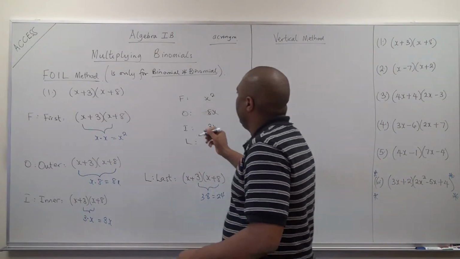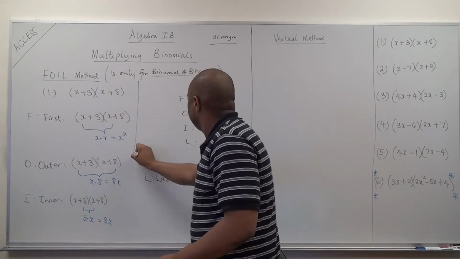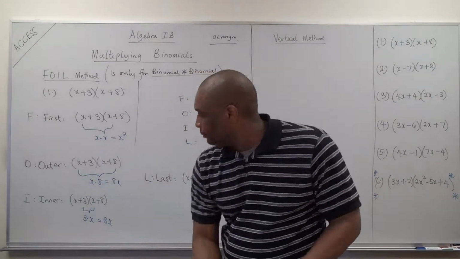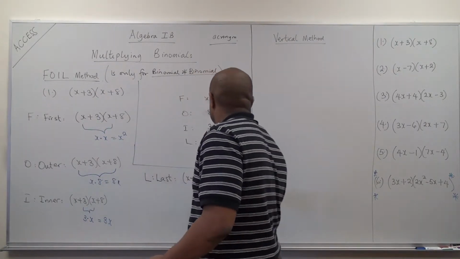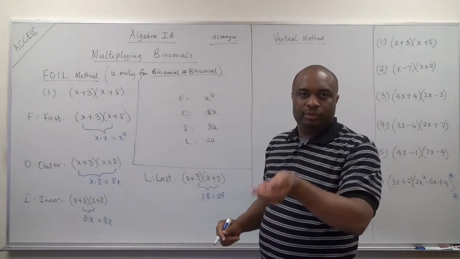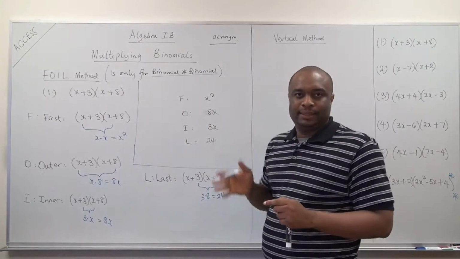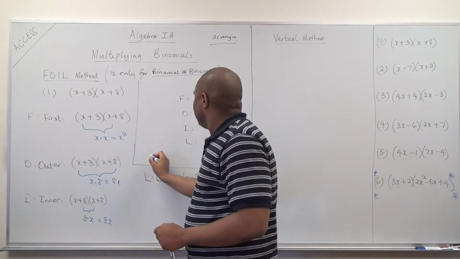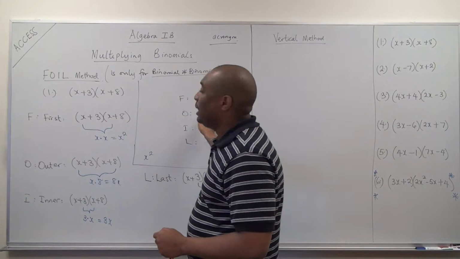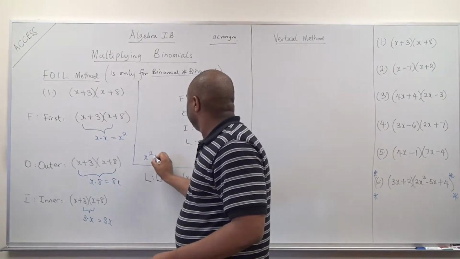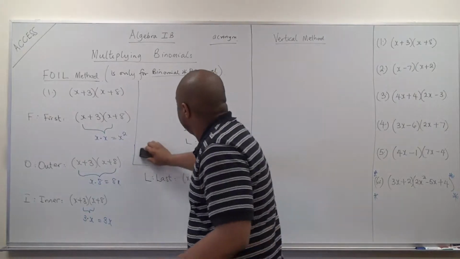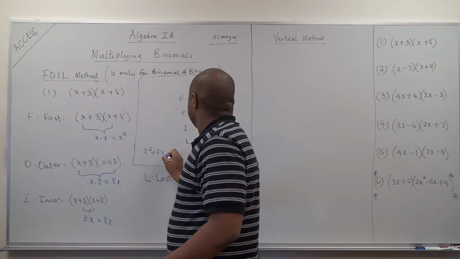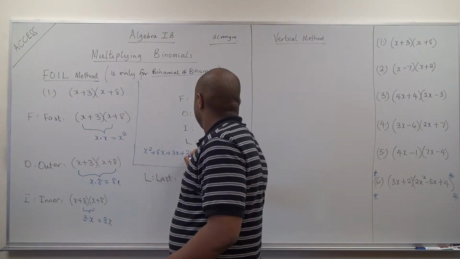So let's now complete this. Like I told you in the previous video, you write as is, when you don't come and start adding your signs, okay? So write as is. This is now x squared, because the sign here is plus. So we have x squared plus 8x plus 3x plus 24.